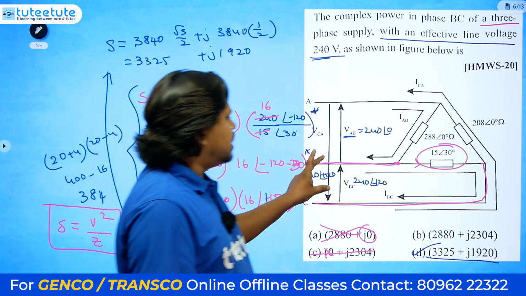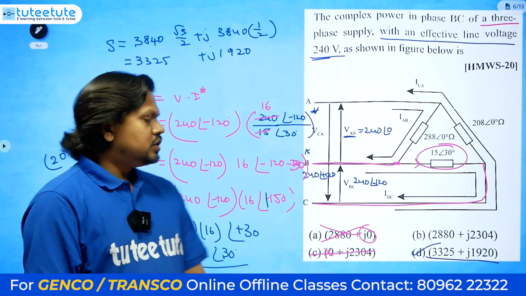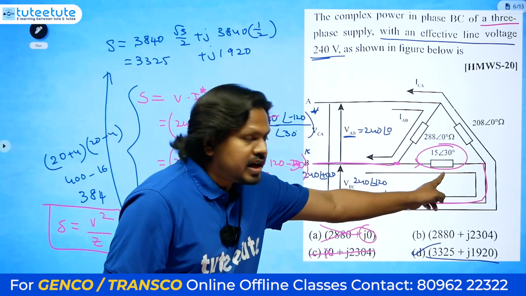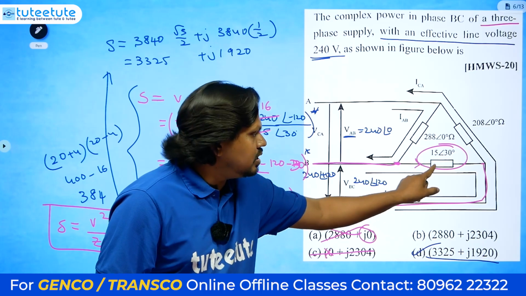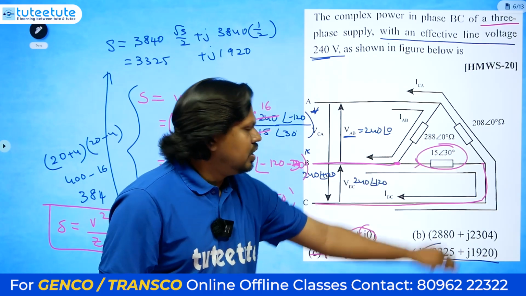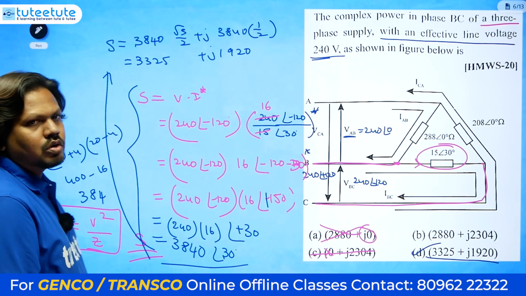V value we already have, voltage across this one is 240 at an angle of minus 120, and what is the Z value? Z value is in this phase only they are asking, between B and C phase only, that is 15 at an angle of 30 degrees. So that we can use here, and a similar answer you will be getting for this also.